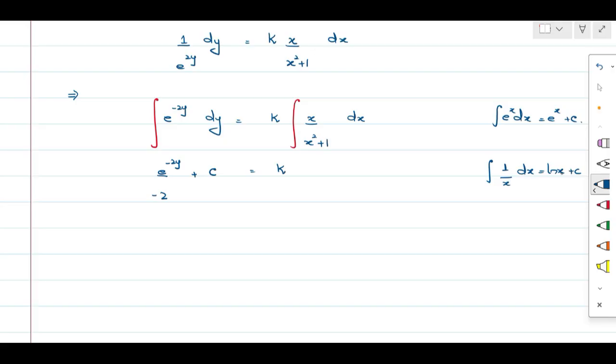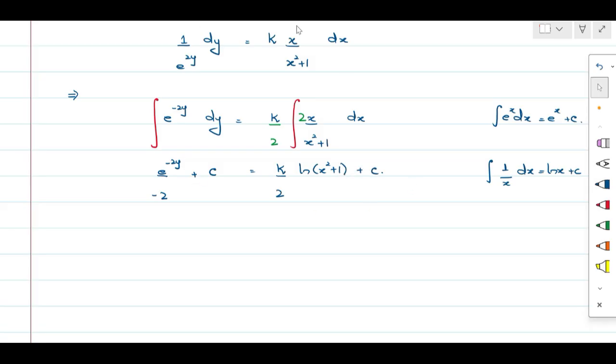The integration of 1 over x is natural log of x when the derivative of x, which is 1, is completed in the numerator. So what is the derivative of x squared plus 1? It is 2x. So we have to complete that derivative, which means you have to divide by 2 and multiply by 2. Now you can see 2x is the derivative of the denominator function and it is completed in the numerator. We can easily apply natural log, right? Now this is k divided by 2. Here we have natural log of x squared plus 1 plus the constant of integration.